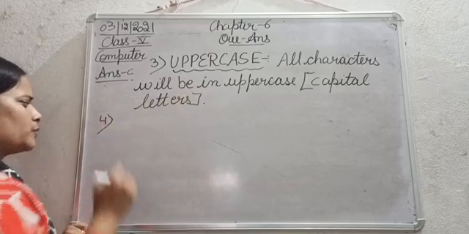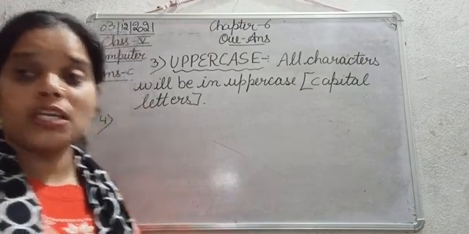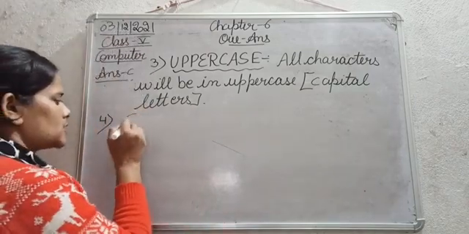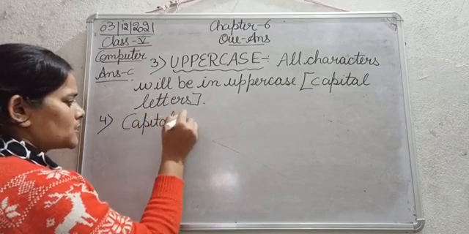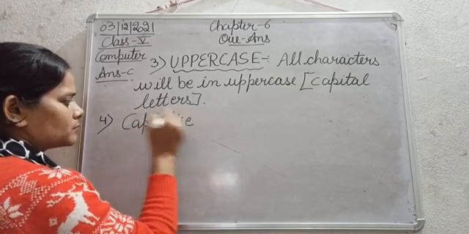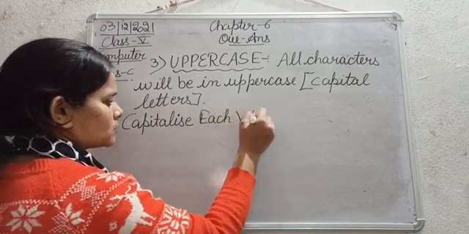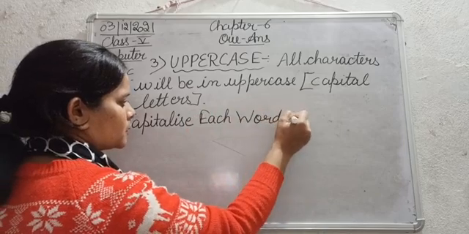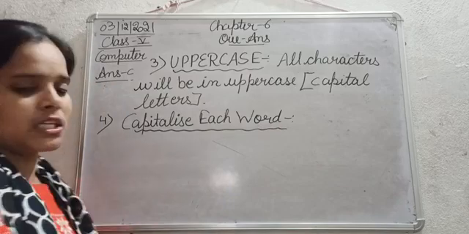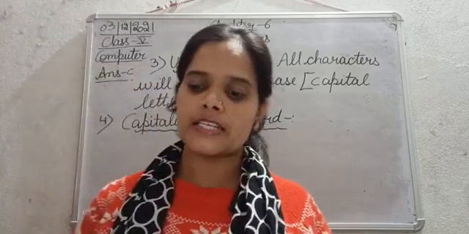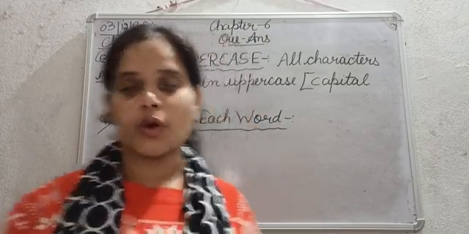Moving next to the fourth one. The fourth is capitalize each word. Capitalize each word: the first character of each word is capital and the rest are small.